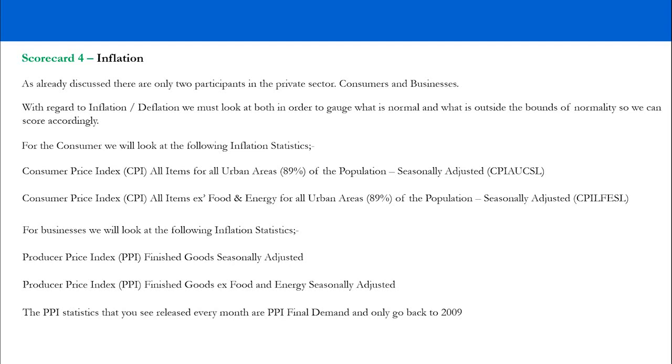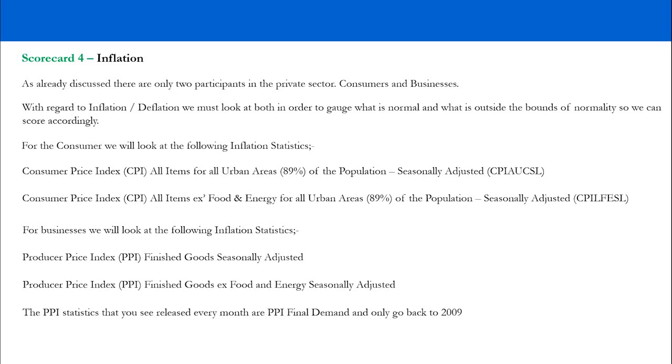For businesses, we're going to be looking at the following inflation stats. We'll be looking at the PPI, the Producer Price Index, for finished goods, seasonally adjusted. And we're going to be looking at the PPI finished goods, excluding food and energy, seasonally adjusted. So again, the finished goods PPI, excluding food and energy prices, strips out both food and energy items from the overall PPI number. So the analysis across the 4 areas is actually pretty similar.